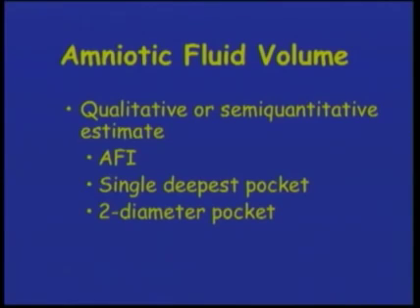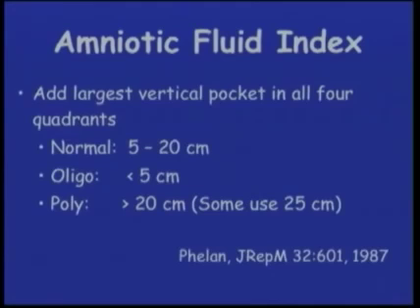Amniotic fluid, we use the single deepest pocket in order to assess these methods. Certainly, if the pocket is less than 2 centimeters around a fetus, that is worrisome. In general, when we look at the amniotic fluid index in singletons, if it is between 5 and 20 centimeters, it's normal. If it's less than 5 centimeters, we're quite concerned about oligohydramnios. And if it's greater than 20 centimeters, and some people will actually use 25, then we are worried about polyhydramnios.